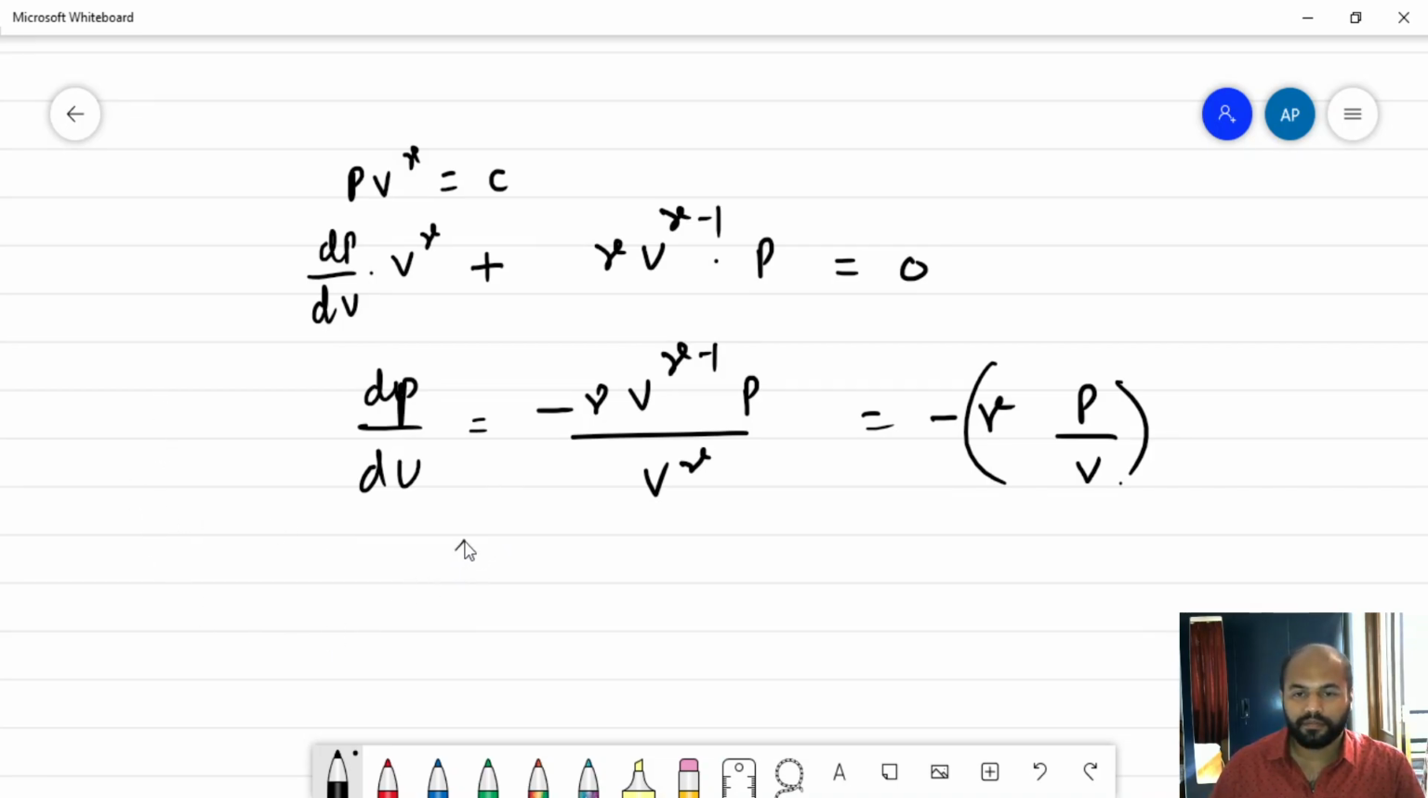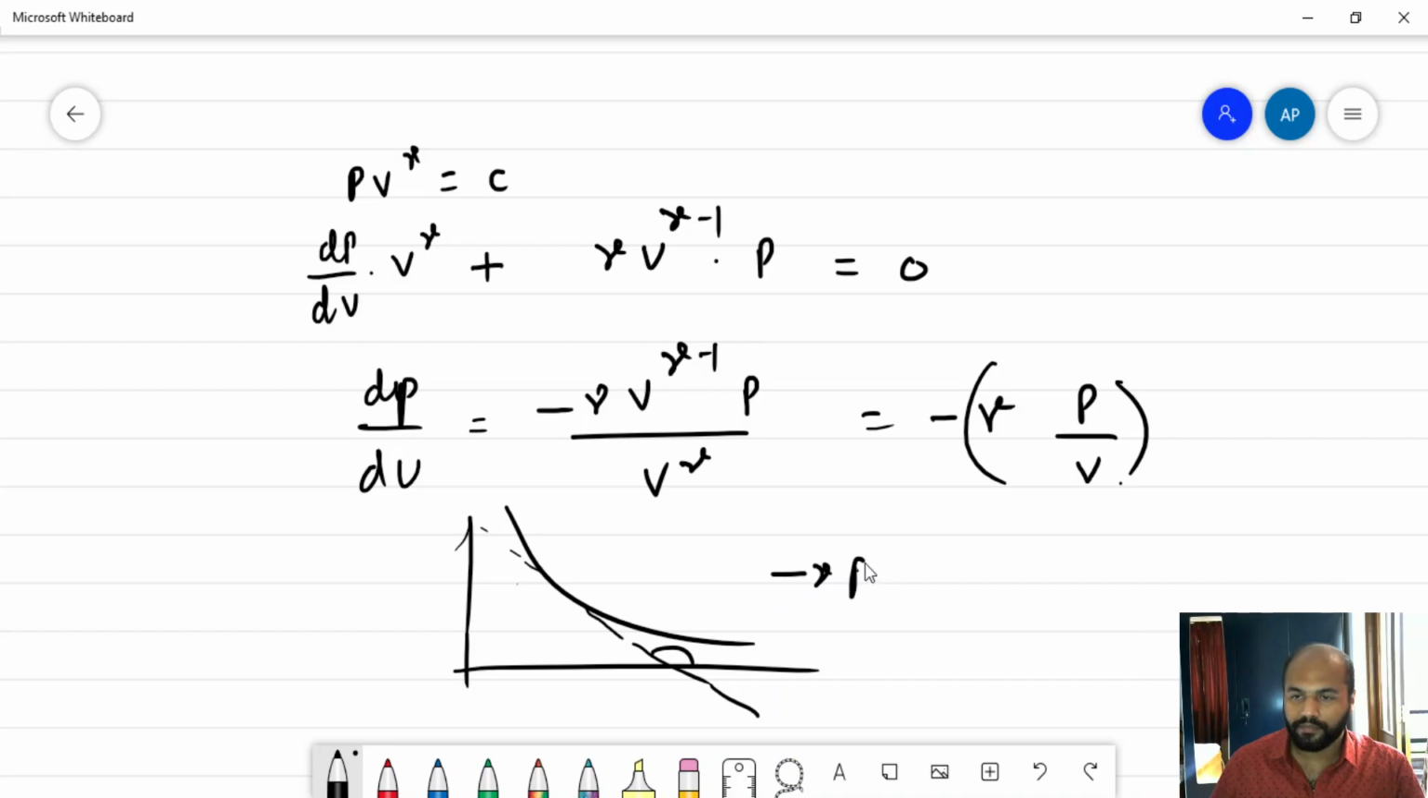That means if this is the curve that you're talking about, PV curve, and if we draw a tangent to this, then this will be the slope. That is, the slope will be negative. So slope of this tangent would be minus gamma times P by V. Now you can clearly see that in the isothermal process, it was just minus P by V. So here it is different.